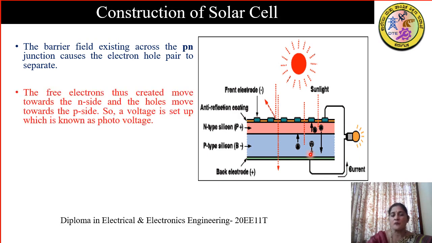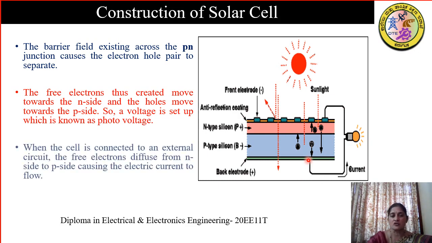Thus, depending upon the intensity of light, we have current flowing to the external circuit, and the voltage set up is called the photovoltage. Thus, in the external circuit, we have continuous flow of electricity if there is continuous light falling, or continuous supply of photons by the light energy.